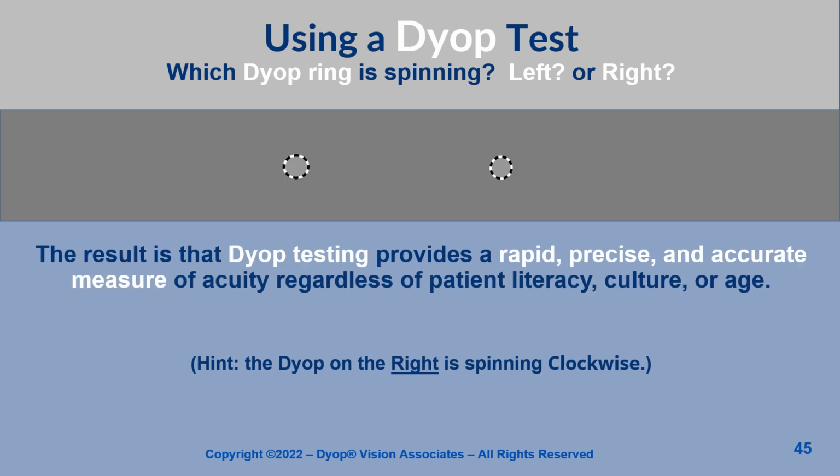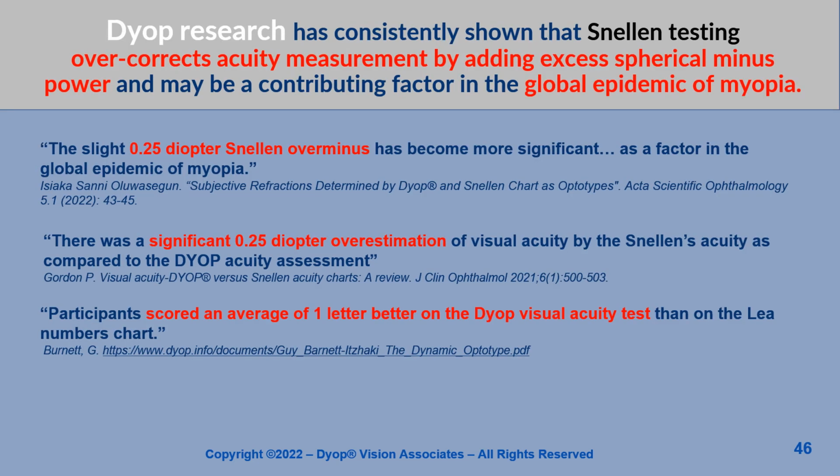The result is that Dyop testing provides a rapid, precise, and accurate measure of acuity regardless of patient literacy, culture, or age. Dyop research has consistently shown that Snellen testing overcorrects acuity measurement by adding excess spherical minus power and may be a contributing factor in the global epidemic of myopia.